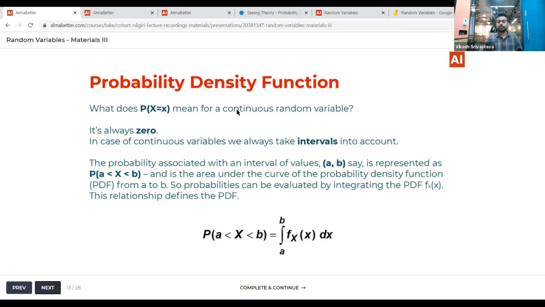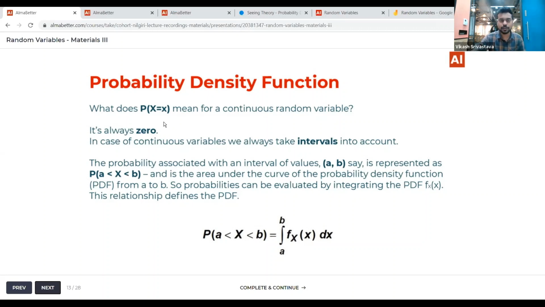But in the case of a continuous random variable, that is not the case, right? When we say probability of capital X is equal to small x, this is always zero, because that is not defined at a particular point. In the case of a continuous random variable, we always need to take intervals into account. We cannot hint at a particular value and say the probability of capital X is equal to that value. That's zero in the case of a continuous random variable, and that concept will become clear in just a while.